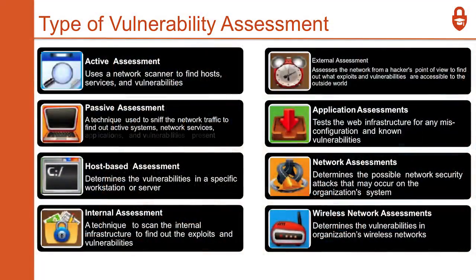So there's different types of vulnerability assessment. There's an active assessment, uses a network scanner to find hosts, services, and vulnerabilities. So this is a thing that's been pre-programmed with all of the known vulnerabilities today for all the known programs today. And it's going to go out and just troll your network and look for these vulnerabilities. And then we have a passive assessment. It's a technique used to sniff the network traffic to find out the active systems, network services, applications, and vulnerabilities present. So you may not have a list of all the machines on your network. This thing will listen to the traffic and figure out who's talking and when.